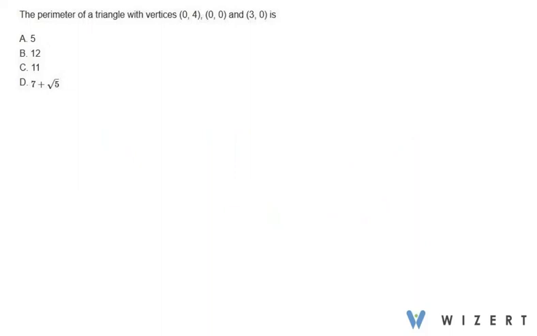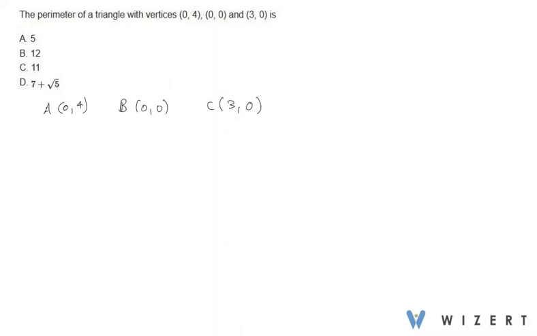We have this question here. The perimeter of a triangle with vertices (0, 4), (0, 0) and (3, 0) is. Let's first name the points: A (0, 4), B (0, 0) and C (3, 0). So the perimeter is nothing but the sum of all the sides.